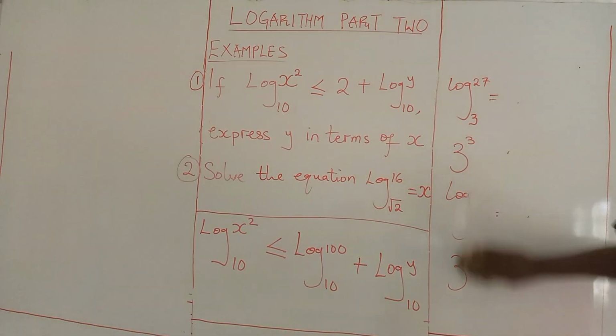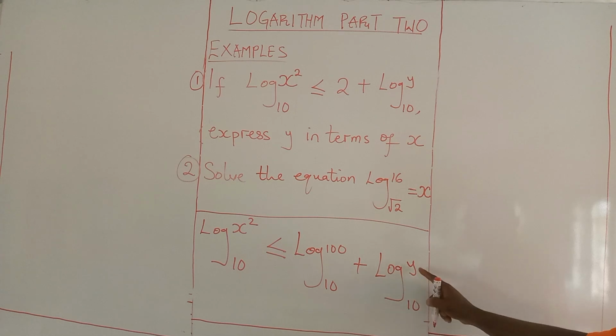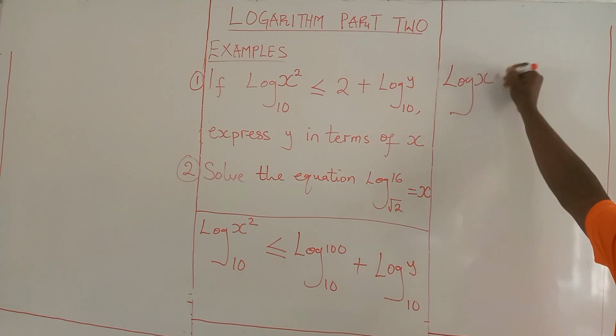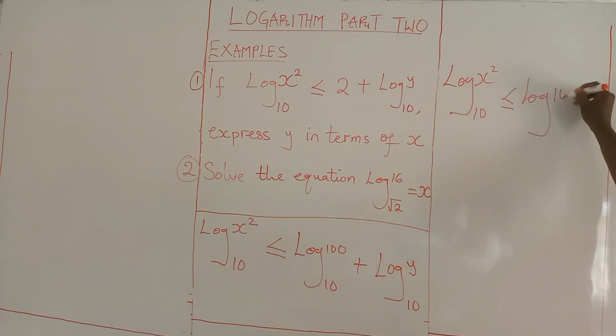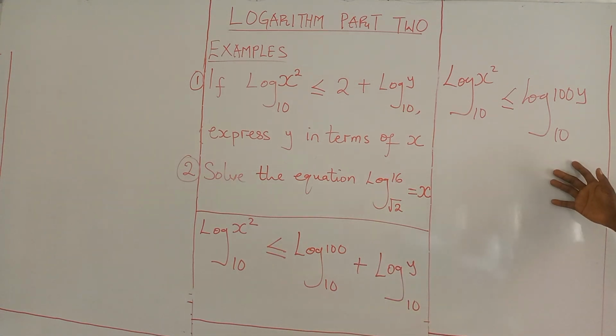Now, still under the laws of logarithm, we said when the bases are the same and it is addition, you can multiply the number. So this is log 100 base 10, log y base 10. The bases are the same. So this will give us log x squared base 10 is less than or equal to log 100y base 10. Why is it so? Addition, or we call it multiplication law. When the bases are the same and it is addition, you multiply these numbers. So that's the law that I applied there. And if you also look at this, the base on the left hand side is 10, the base on the right hand side is 10.